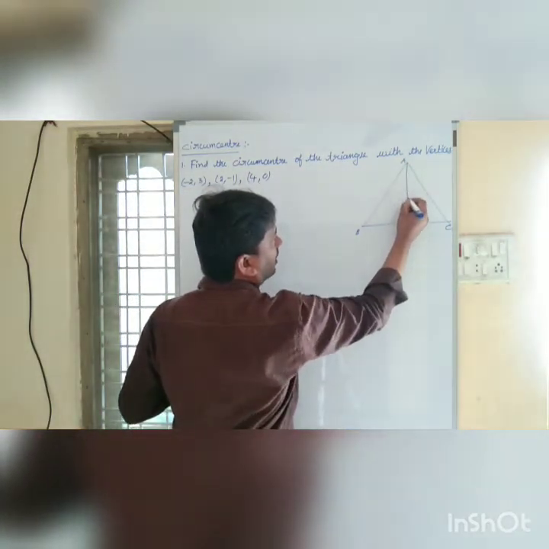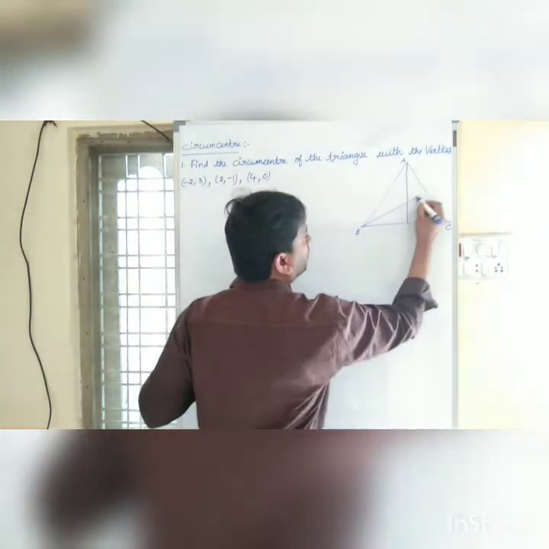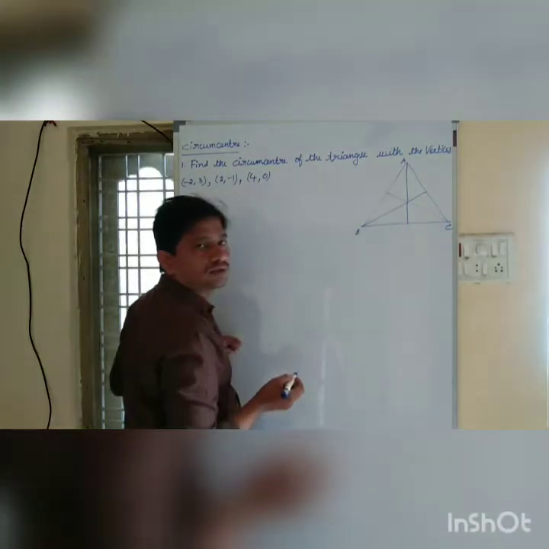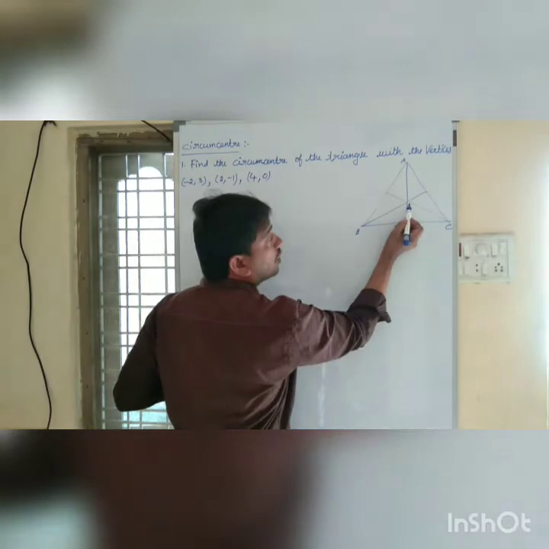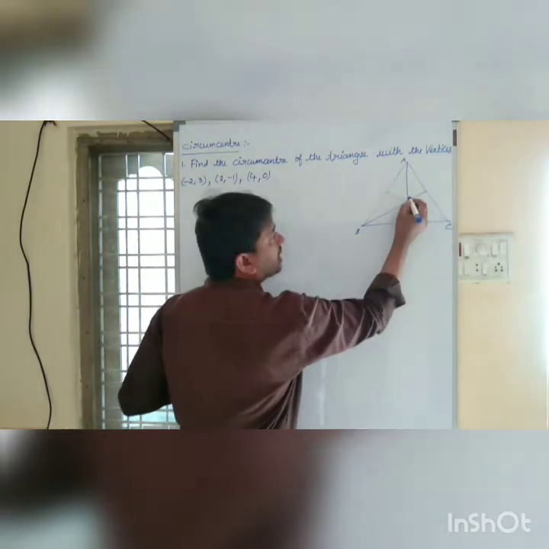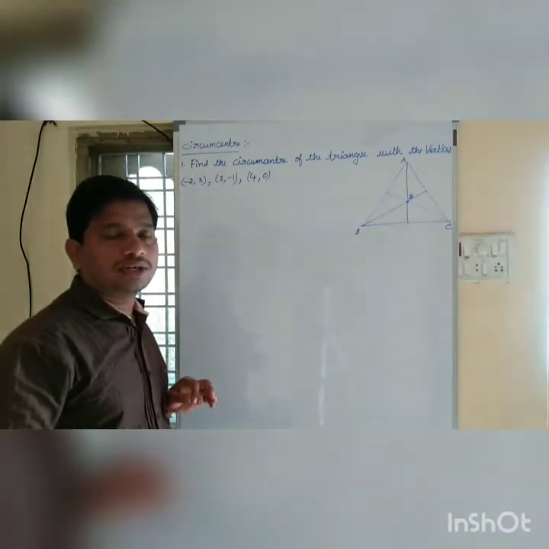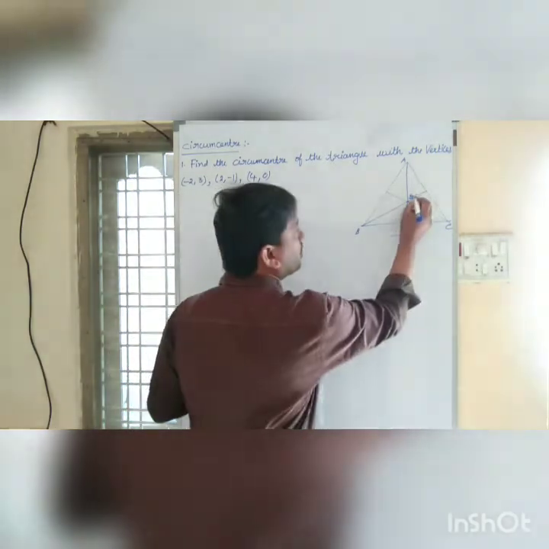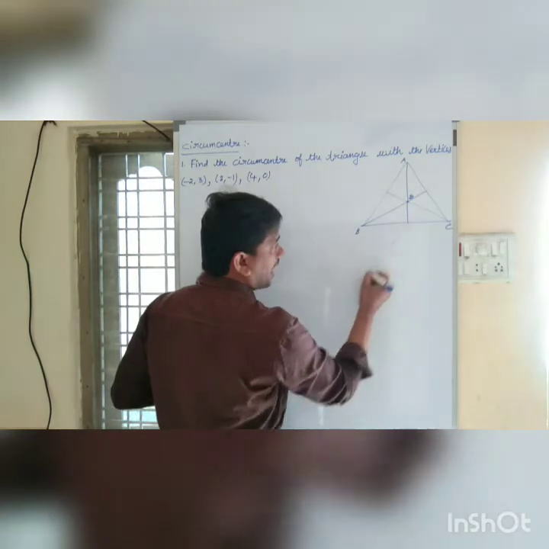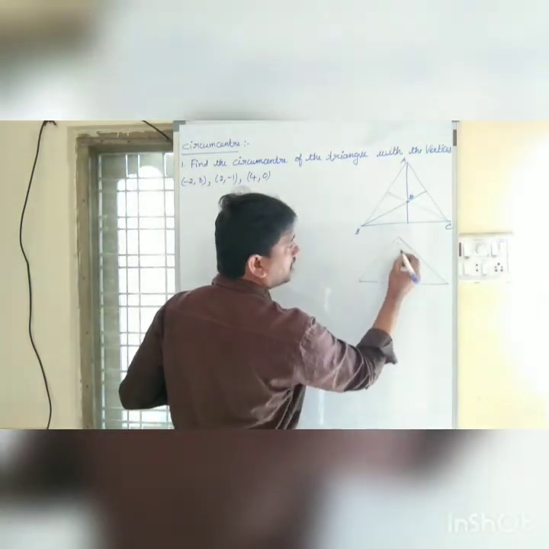Angle bisector of A and angle bisector of B and angle bisector of C. The point of concurrence of the angle bisectors of the vertices is known as the circumcenter. That is called S. The circumcenter of a triangle is going to be represented by the letter S.